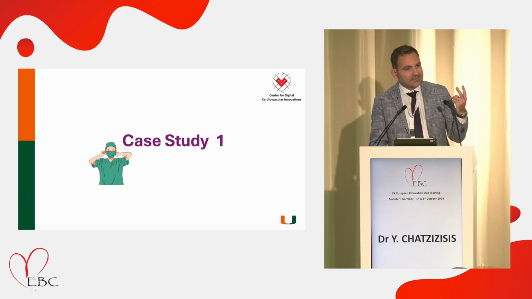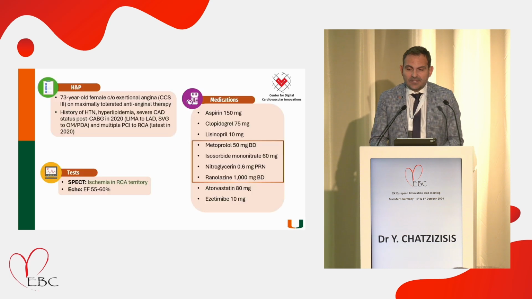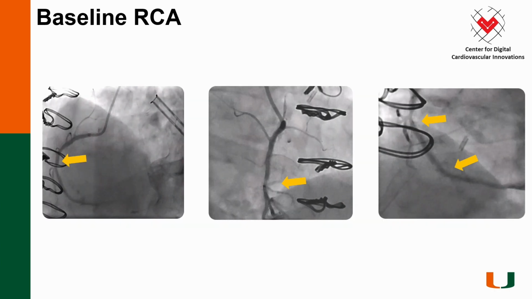I'm going to show you two cases which illustrate our approach. Actually, these were among the first commercial cases in the US. First case, 73-year-old woman with symptoms. She has exhausted the surgical and interventional approaches. She has been having bypass, both grafts failed, and multiple PCIs to the RCA. SPECT shows that she has ischemia in the inferior wall, the RCA territory. She has exhausted all the medical therapy. She keeps having pain. That's the baseline RCA.